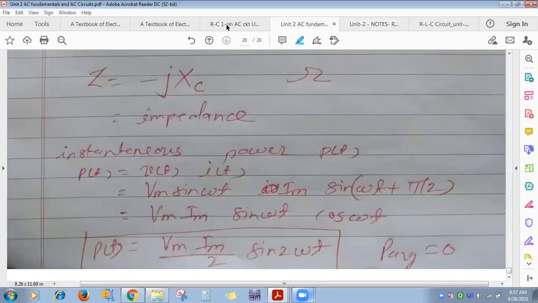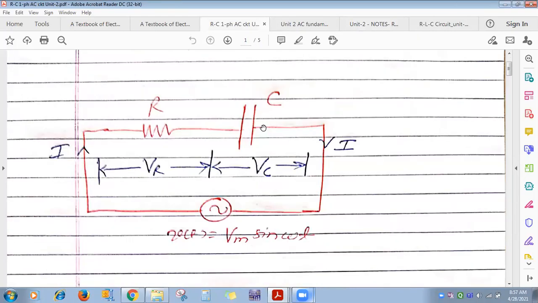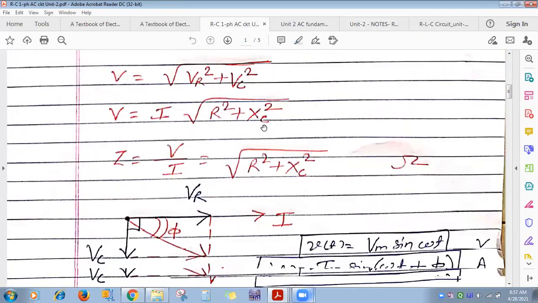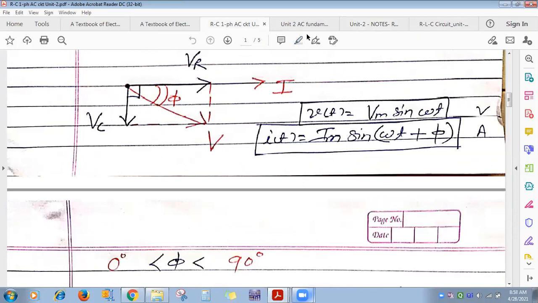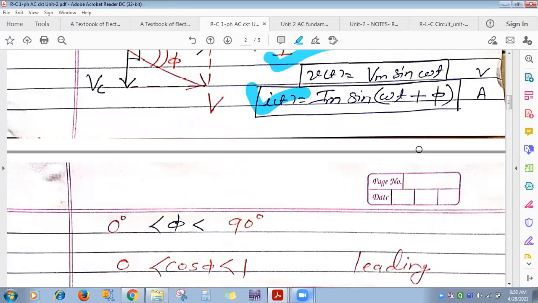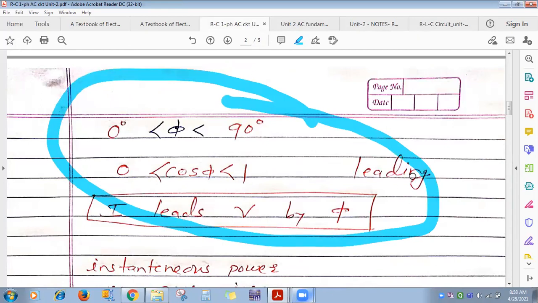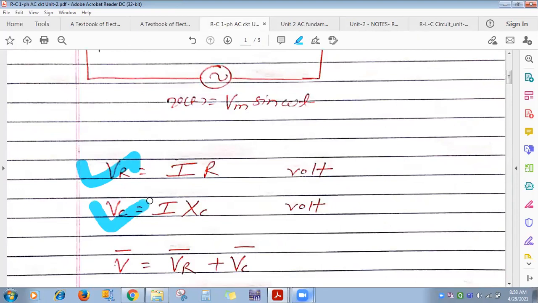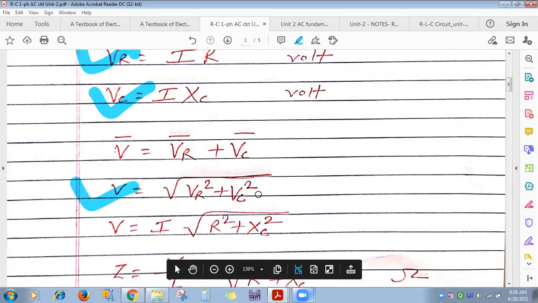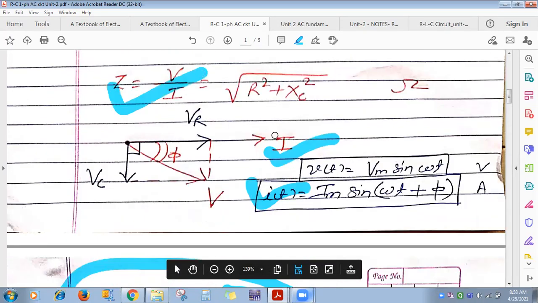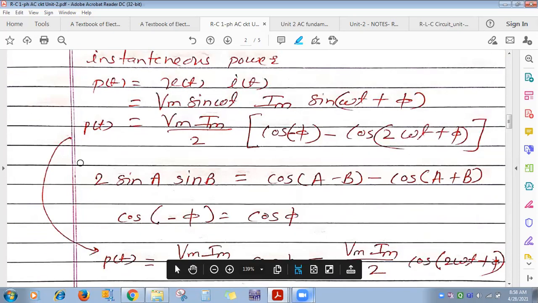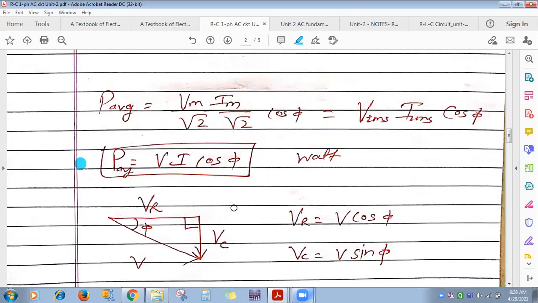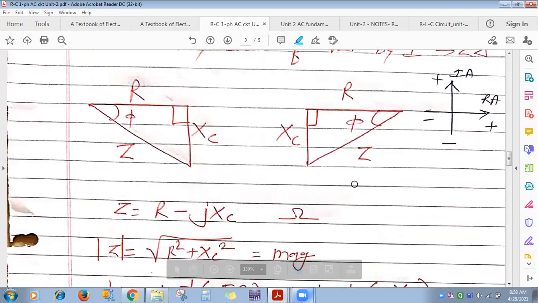Similar thing for RC. Is there any need to repeat? No. Same thing, whatever we have seen for RL, same thing you write down all formulas on one paper for capacitor. See this one for series RC, where phi is this, nature of power factor is leading, same formula. This one that I am ticking, any of it you have to use while solving the numericals. Okay, these two, this one, keep all these formulas in mind.